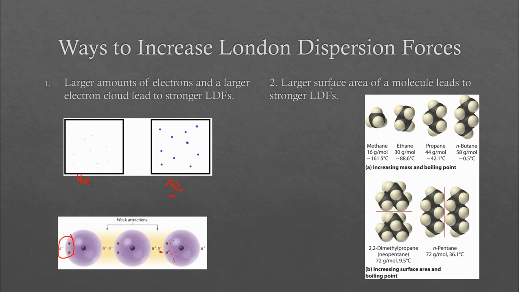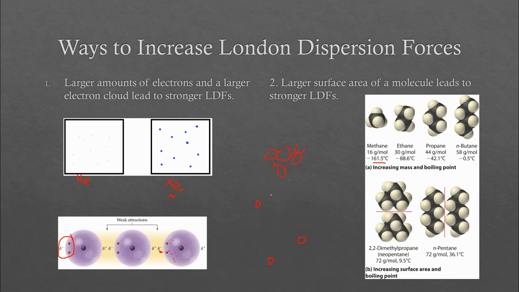The second way is that larger surface area of a molecule leads to stronger London dispersion forces. So notice this gives us the element, the molar mass, and the boiling point. Boiling point is a good way to figure out what has a stronger intermolecular attraction, because if we have a liquid here, when it boils, when it becomes a gas, the attractions between the liquid molecules have to break, so that way they can spread apart.